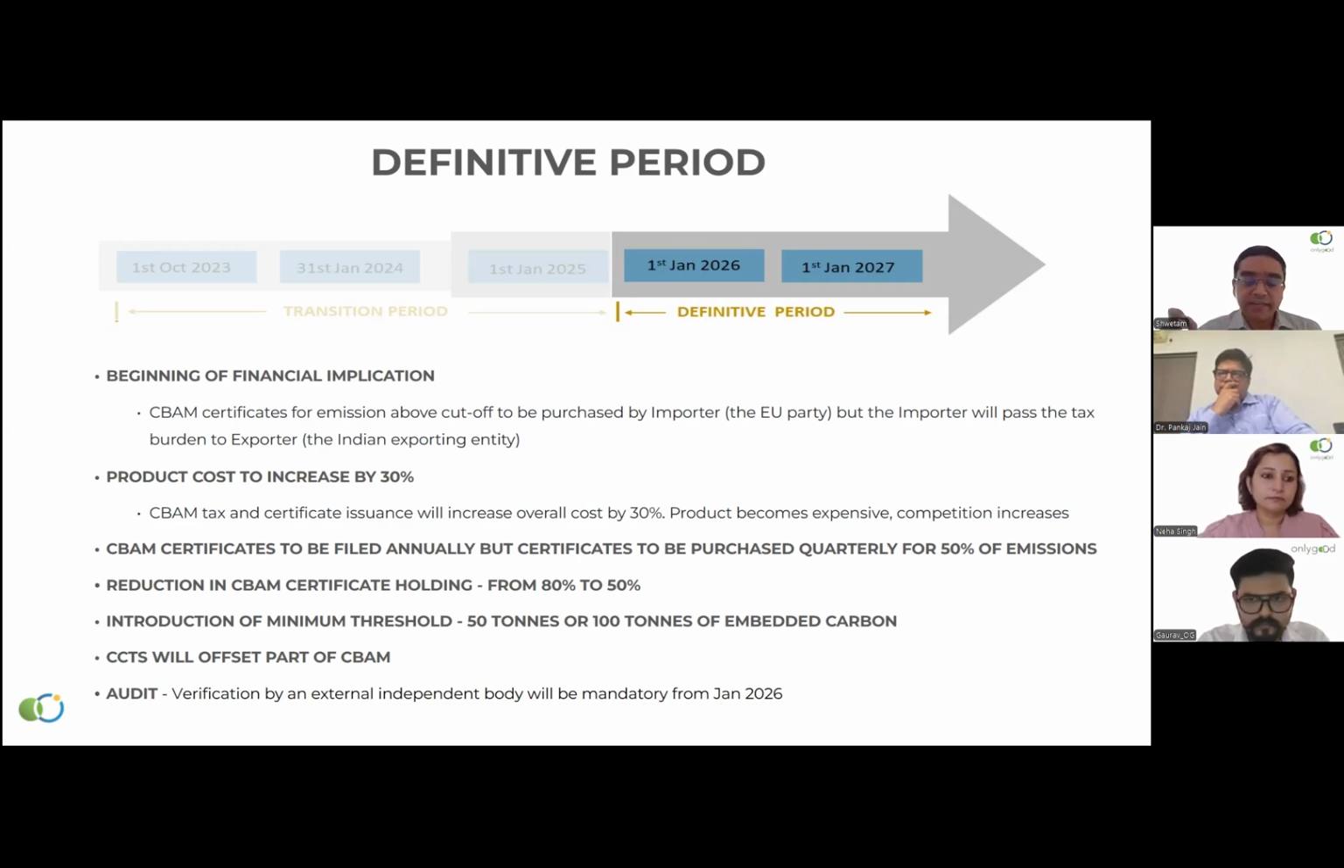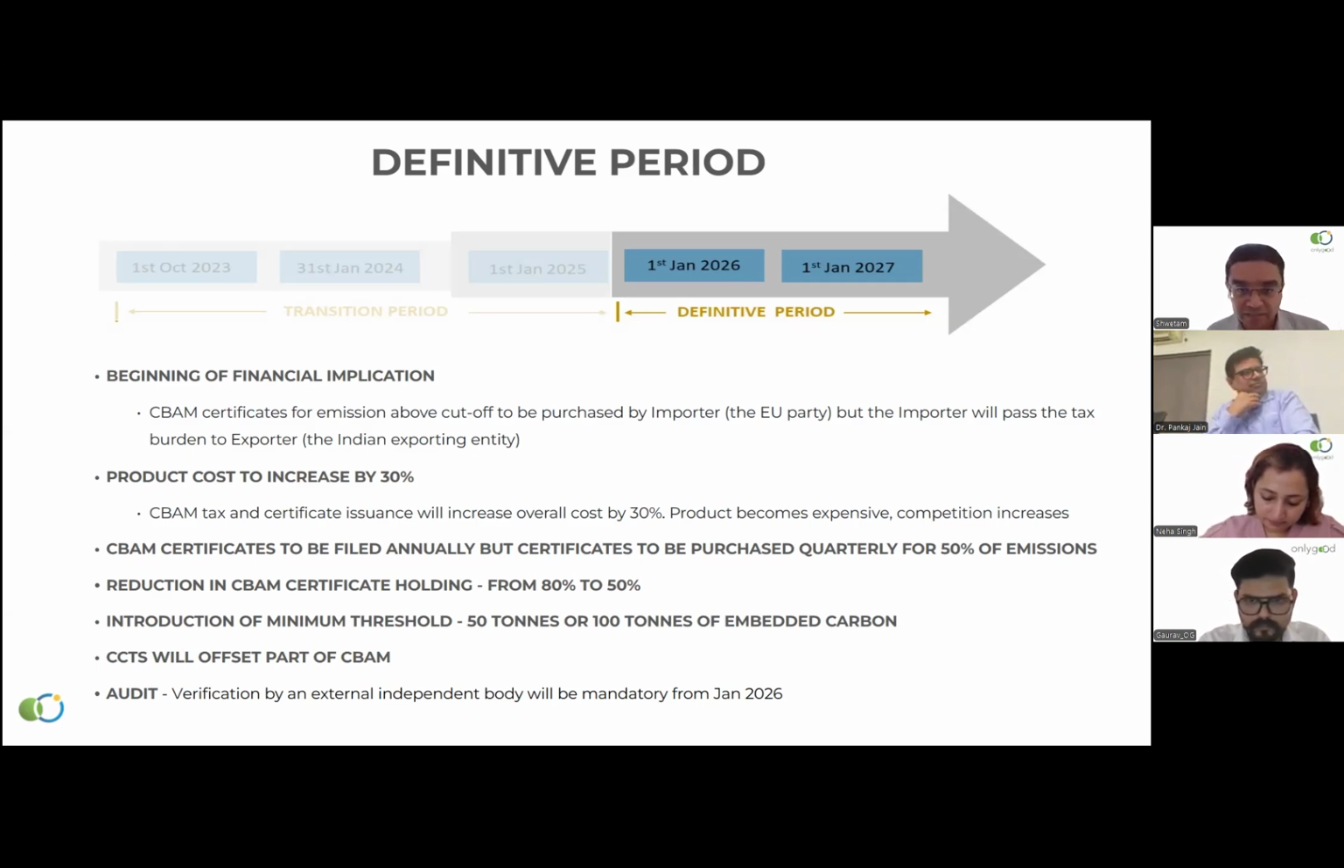A few other details: starting 2026, the filing of the CBAM certificates. For the amount of goods that we are exporting, there is a corresponding emission. There is a factor by which we need to multiply. EU provides that factor, and we get our total CBAM obligation. We need to pay for that CBAM obligation every quarter to the extent of 50% of the total emission that we have. So every quarter we have to calculate our CBAM and pay the obligation to the extent of 50% of our total emission, but we don't need to file it.